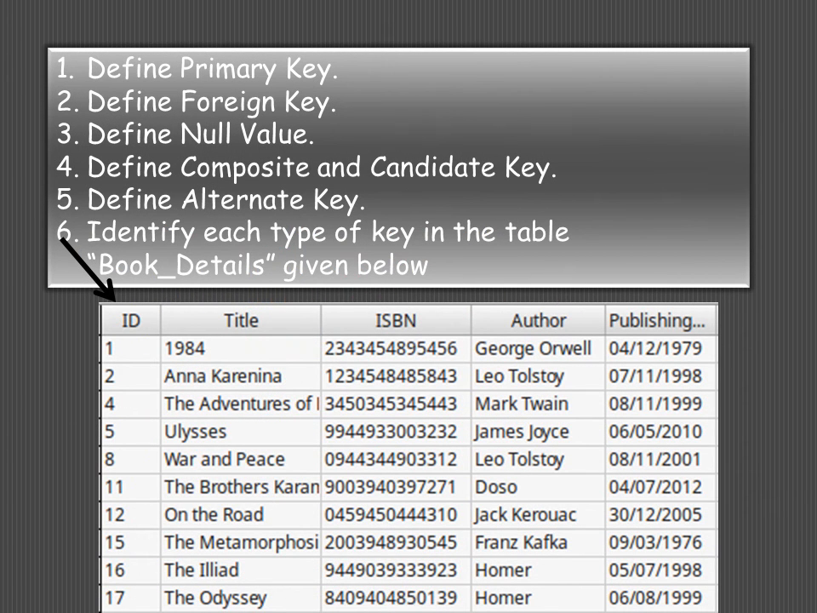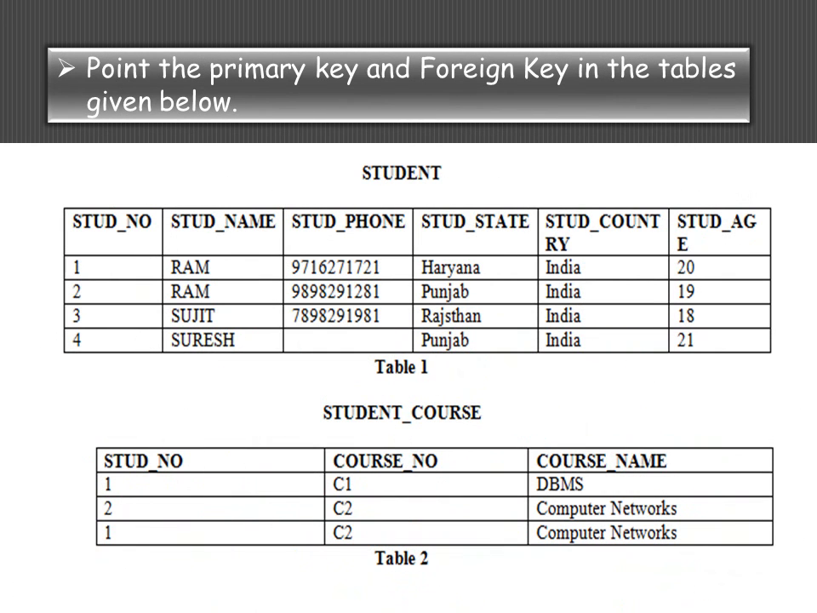Now there are a few questions which you are supposed to write down in your notebooks, and as pictures of some of the tables are given here, you have to identify each primary key, foreign key, candidate key, alternate key and composite key, if any. In this table you have to point out the primary key and foreign key for these tables.